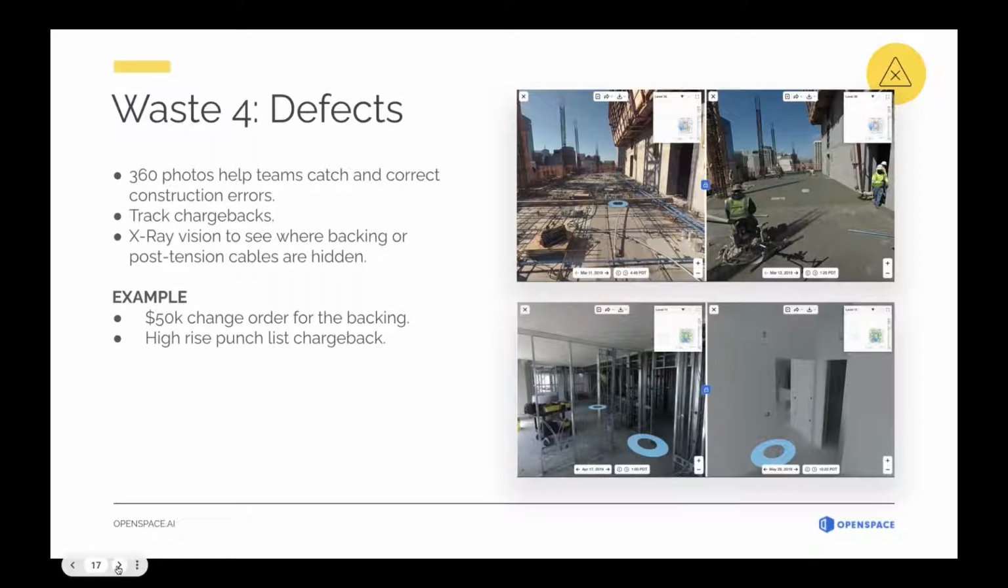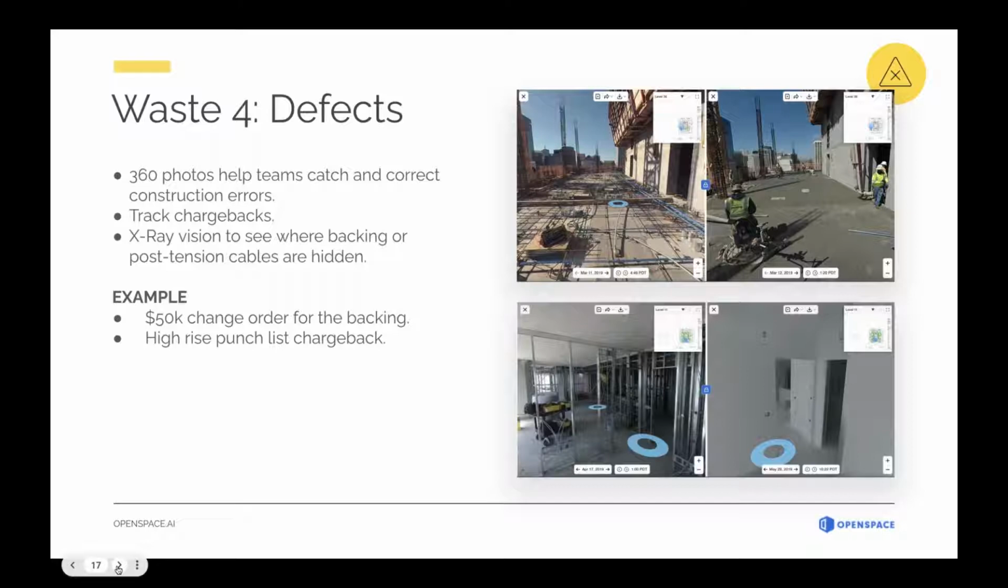A quick example, from a Bolt project: one of the foremen was using 360 technology on some prefabricated systems. They had captured it, and I guess there wasn't proper backing in the wall, and instead of having to go back through and find out where the backing was or wasn't, they could refer to these 360 photos and immediately identify the areas they wanted, so that you're not having to rip out the entire system.